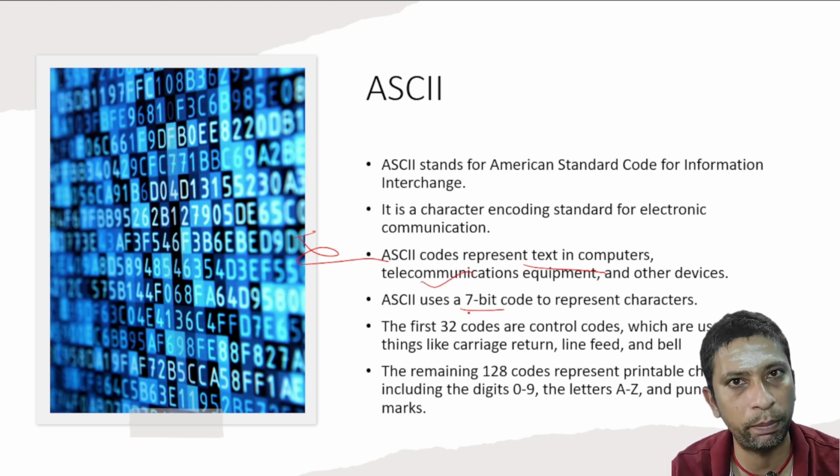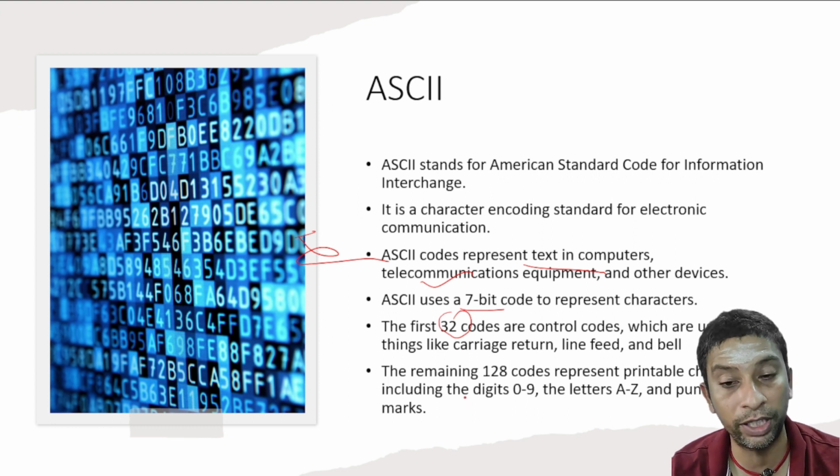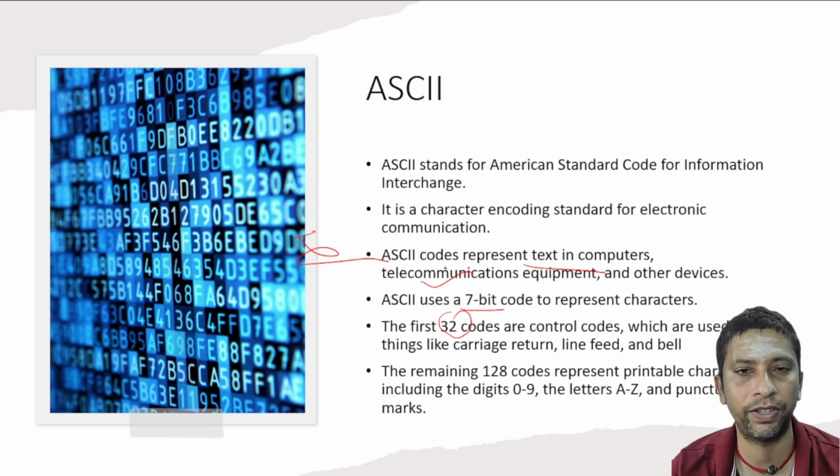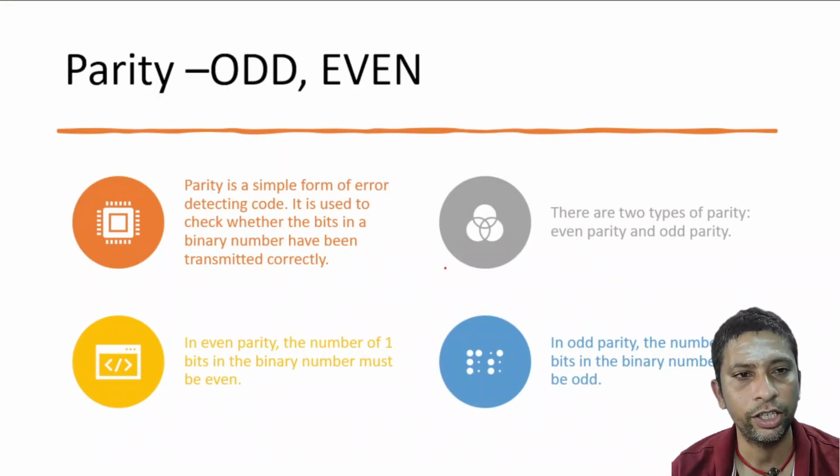This is a 7-bit code. ASCII is a 7-bit code and it has 32 control codes in it. First there will be 32 control codes, then the rest will be the representation. That is all printable characters, non-printable characters, and the numbers from 0 to 9, then alphabets and punctuation, etc. Everything will be coming in this ASCII code.